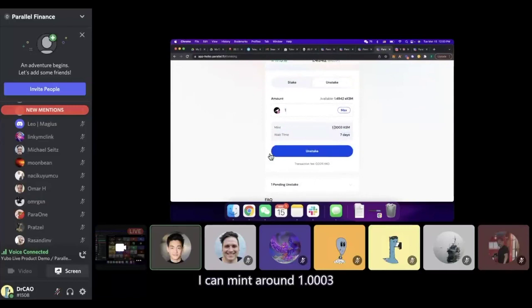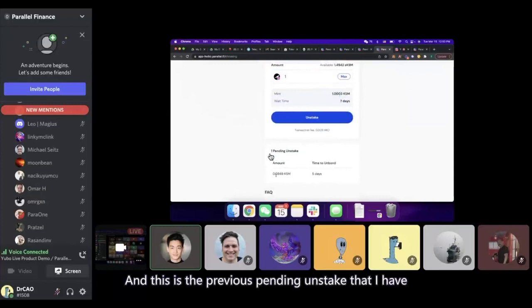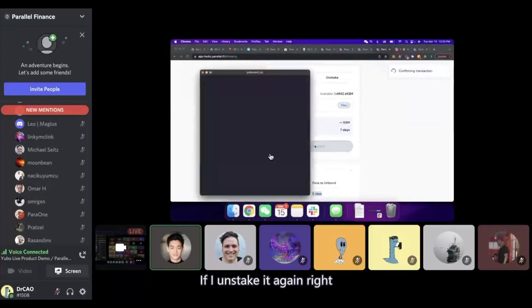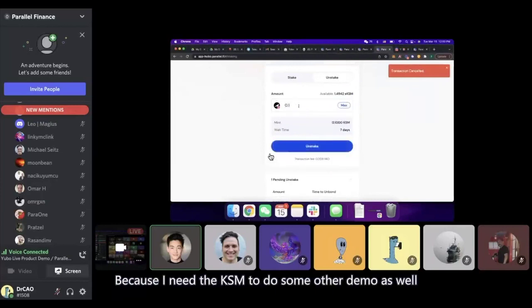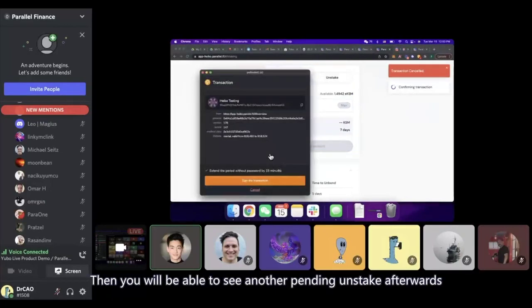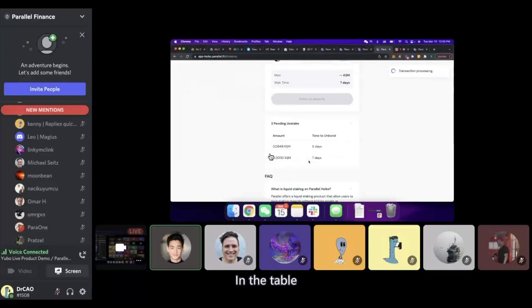I can mint around 1.0003 because the exchange ratio, as I mentioned, between xKusama and Kusama is a little bit higher, and it will increase over time. And then this is the previous pending unstake that I have. If I unstake again, let's use a smaller amount because I need to give some other demos as well, 0.2. Then you'll be able to see another pending unstake afterwards in the table, and you have to wait for 7 days.